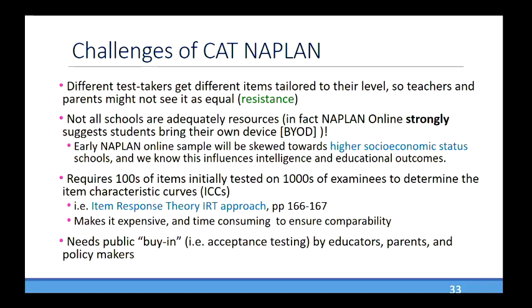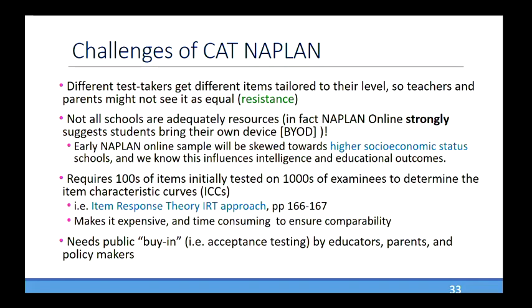A serious issue is that not all schools are adequately resourced. In fact, in NAPLAN Online, they encourage students to bring their own device because they didn't trust the devices that the schools were able to provide. And in fact, network connectivity was a serious issue. They were breaking down partway through. They'd have to restart the test. So that's a problem too.